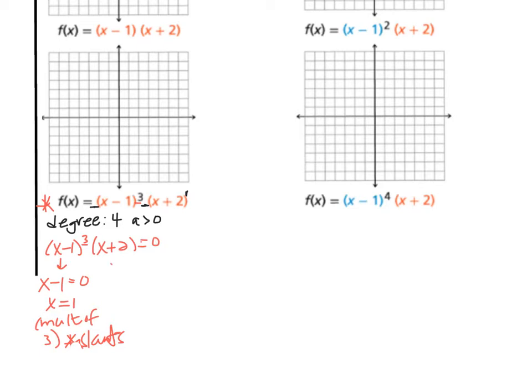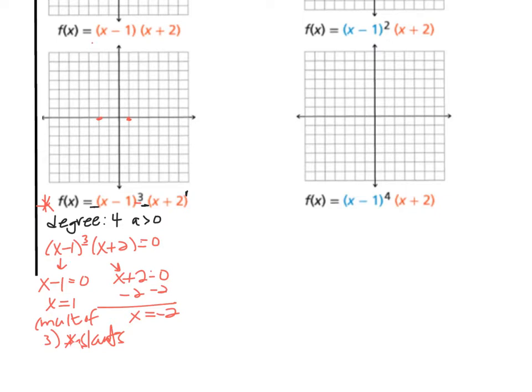All right, the other 0 is going to be negative 2. We'll just subtract 2 to move it over. And that has a multiplicity of 1, which just means it's going to go right through that location. So we'll put negative 2 on the left, positive 1 on the right. Now remember, we said before it was a degree of 4, that's even, and a is positive. That means on the left-hand side and the right-hand side, the arrows would point up.